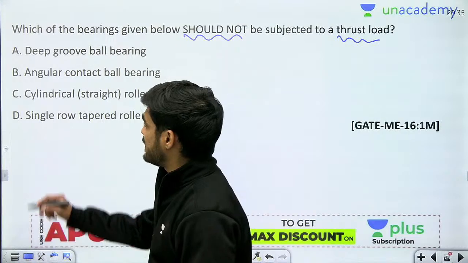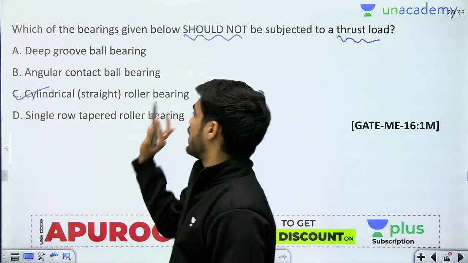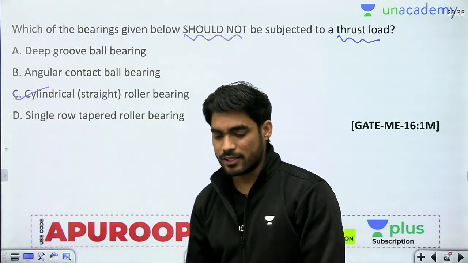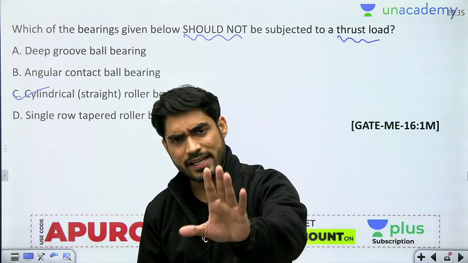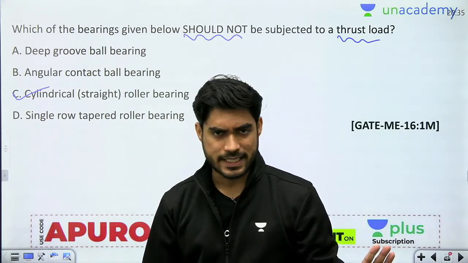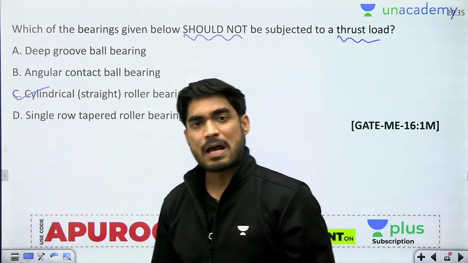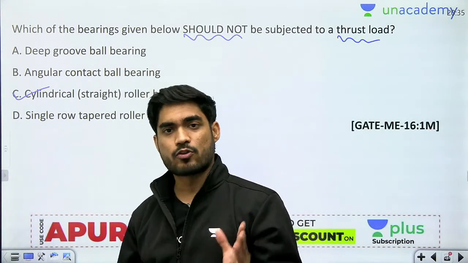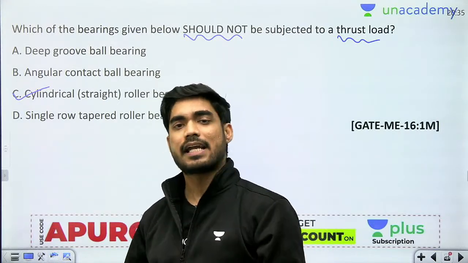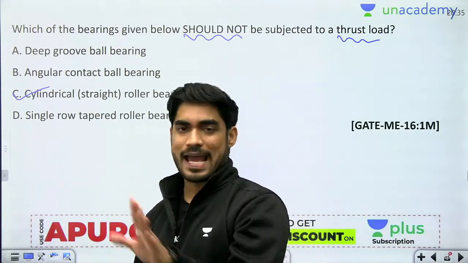The answer will be C, cylindrical roller bearing. I told you yesterday, you need to just remember these very small, simple characteristics. No need to remember the entire paragraph about that bearing. पूरा पैराग्राफ नहीं रटना है उस बियरिंग के बारे में, उस बियरिंग की पूरी जीवन गाथा नहीं रटनी है. You only need to remember 1 or 2 characteristics.